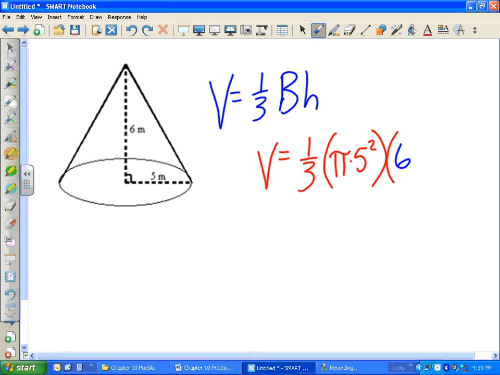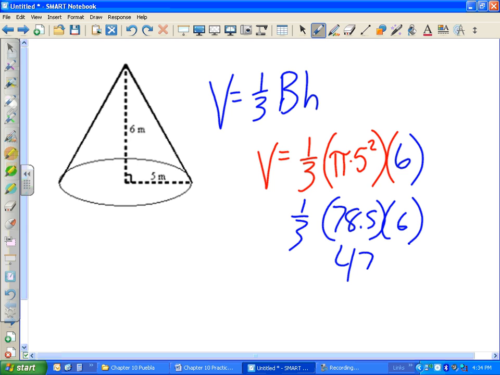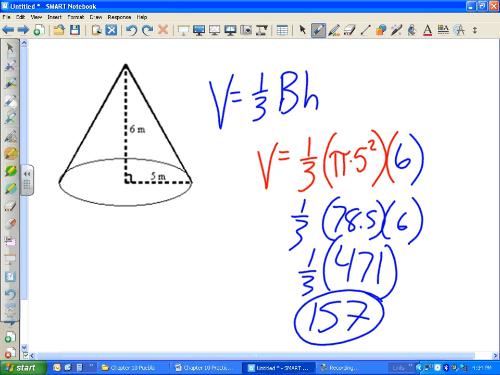The height is 6. That's it really, guys. Pretty simple. 25 times 3.14, I got 78.5. Times 6 times 1/3. So I'm just going to calculate this. Times 6, 471 times 1/3. So I'm going to divide it by 3, okay? Divide by 3. I get 157. That's my answer that I have. Is that an answer on there? Yep, it is letter C. So 13 is the letter C.